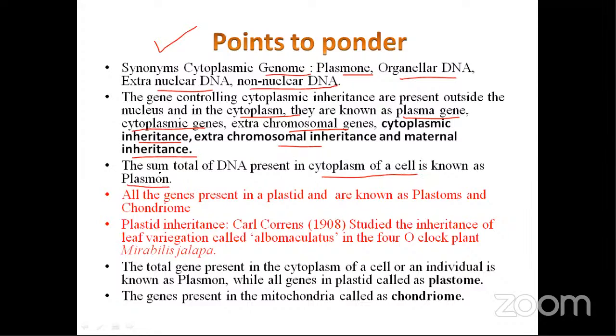DNA, what is it called? All the genes that are present in a plastid are called plastome, and the genes present in mitochondria, the term chondriome is for that. I already told you, right? This is for mitochondria. Sorry, during typing some mistake was there, so just bear with me. And here the sentence is given for that: plastome is for the plastid, and chondriome means all the genes that are present in mitochondria. Okay.